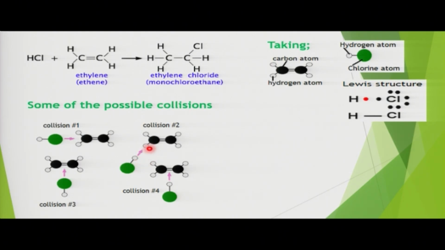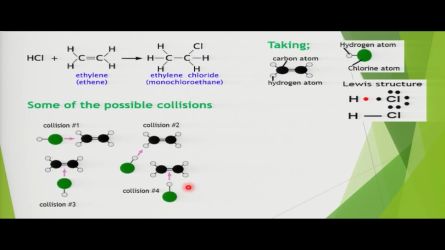A hydrogen comes, and of course hydrogens will collide and bounce off. That is not a reactive site. Let's look at collision 3. The chlorine comes. It is hitting at the reactive site, true, but chlorine comes with lone pairs of electrons, and the double bond has high electron density. So what will happen? They will repel, indicating the collision there won't be effective.